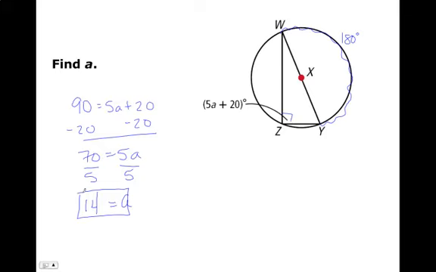So just take a look at what it intercepts, decide if it's an inscribed angle, and then take half of that to get the measure of the inscribed angle.